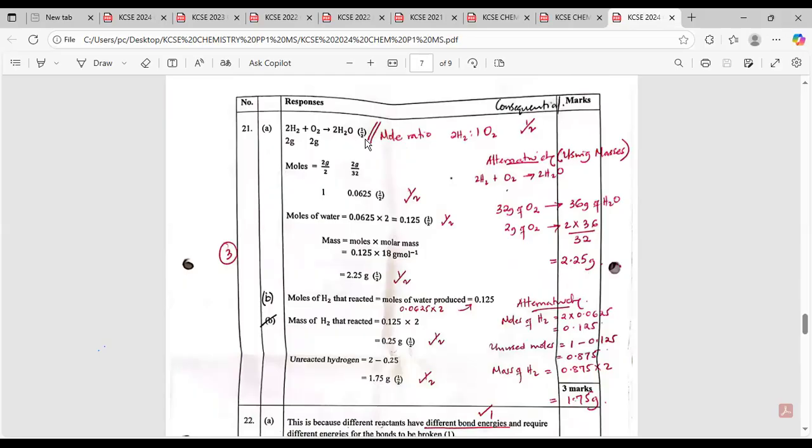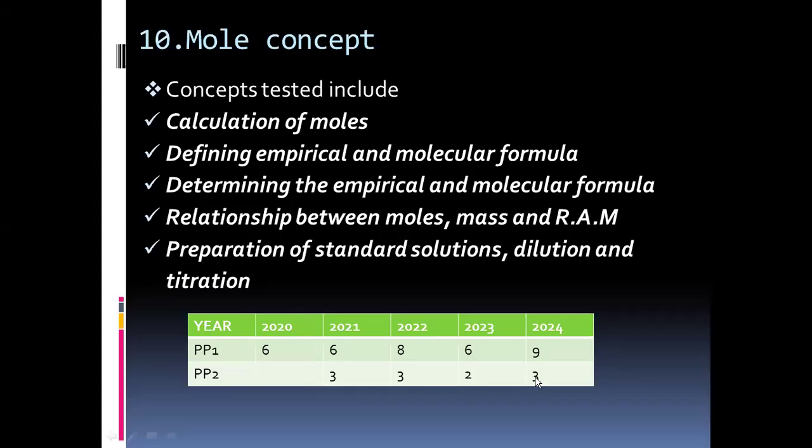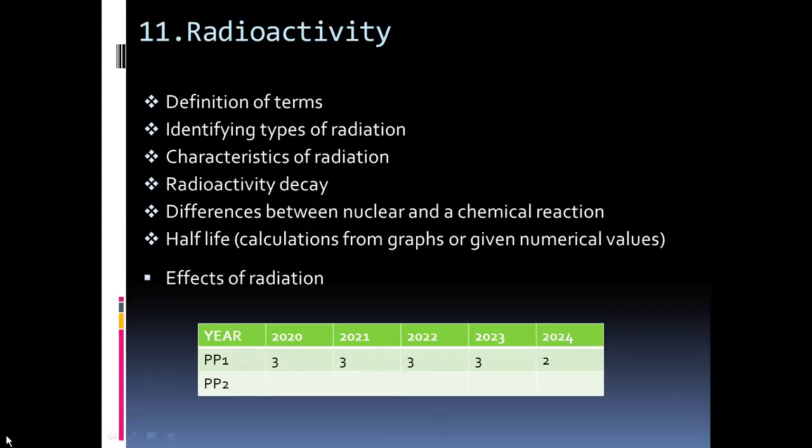So in that year, moles last year in paper 1, it was tested 9 marks. But in paper 2, the same year was tested 3 marks. So you can see 9 plus 3, those were already 12 marks. And therefore, I can take you through the last point, and that is radioactivity.